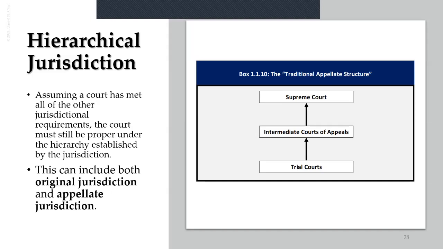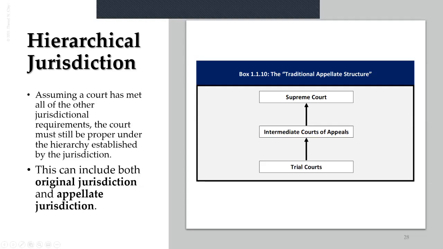Your trial occurs at the court with original jurisdiction, which is the trial court. So hierarchical jurisdiction is fairly easy. There are very few times where it comes into play as to whether or not a particular court is in the proper hierarchy, right? Usually it's just, okay, take them to the trial court for trial.